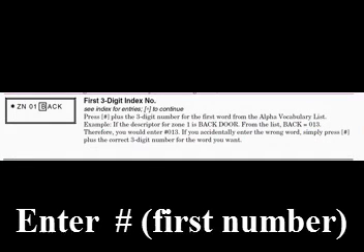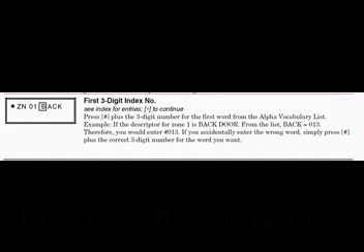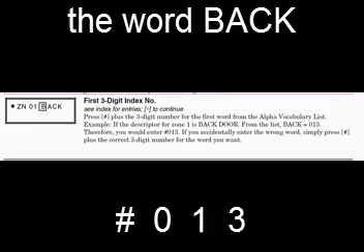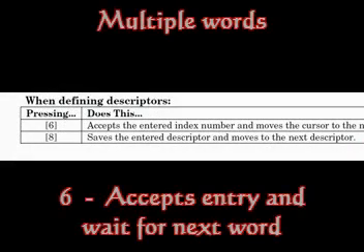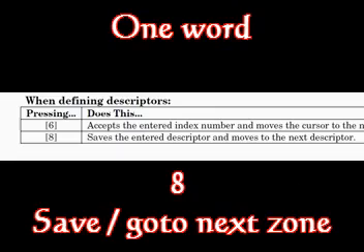The trick on this screen is you have to precede every number with the pound sign. For example, the word back is pound 013. Okay, what's up with the pound key? Here's the deal. The number 6 key will tell the alarm system you're finished with the first word, ready to move on to the next word. And the number 8 key will say, I'm all done with this zone.